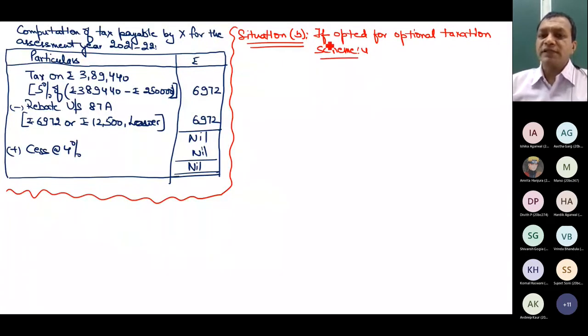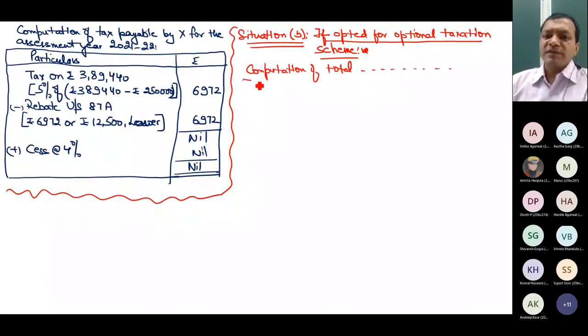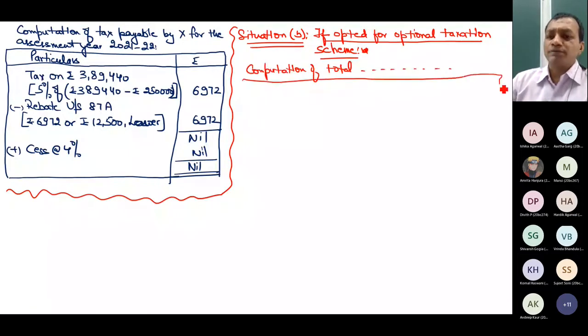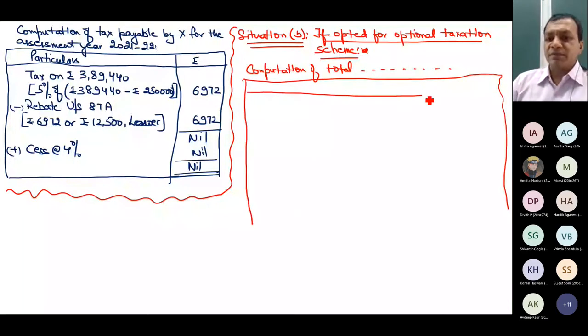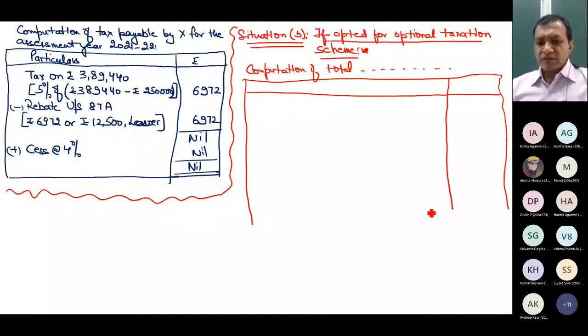Now, if you opt for optional taxation scheme, you remember that so many benefits will not be available to you. So now you compute the income in this way, computation of total income. Same format will be followed. Indirectly it will be a new question, but I will not do an entire question. I will simply tell you what change will happen.